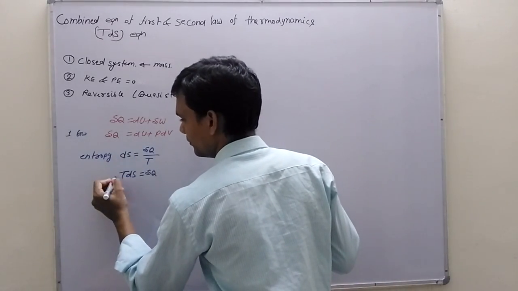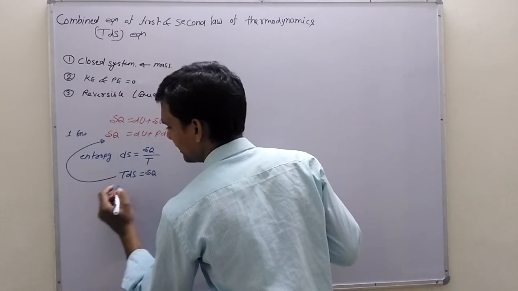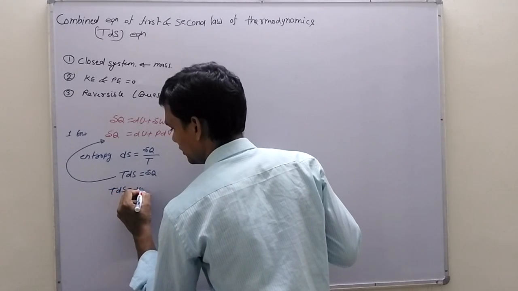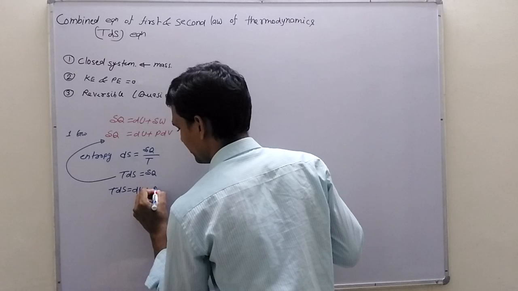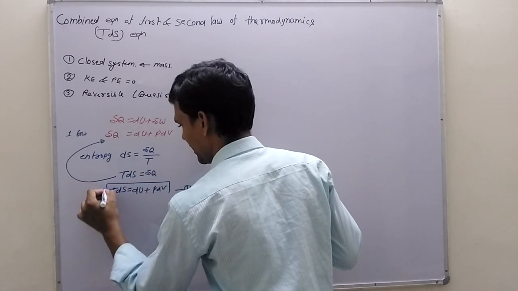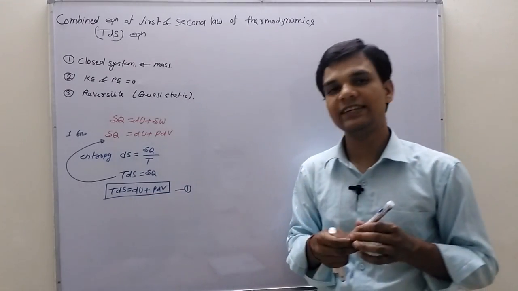Now we can put this value here, then TdS is equal to dU plus PdV. Now we obtain the first TdS equation.